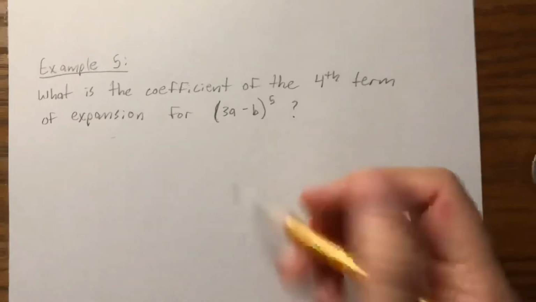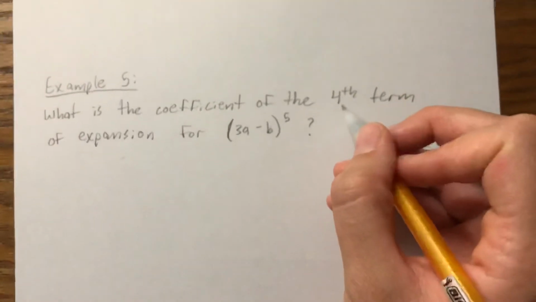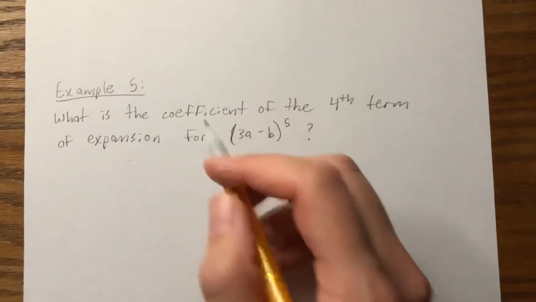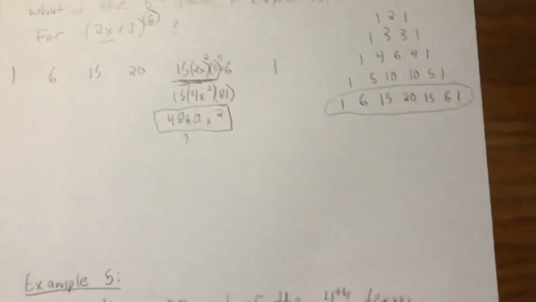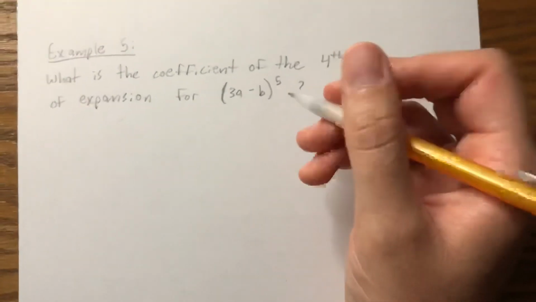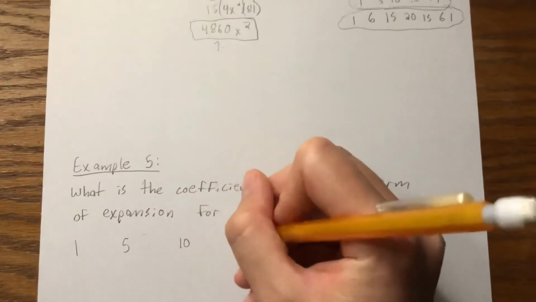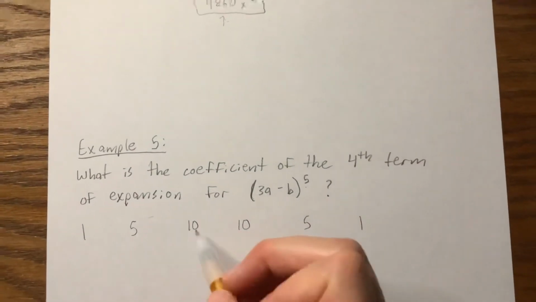One final example here. This one asks, what is the coefficient of the fourth term of expansion? So on this one, I'm going to find the fourth term, and then I actually just want the coefficient, which is the number in the very front. Like on this one, the coefficient ended up being 4,860. So this is our last example. I need the fifth row of Pascal's triangle, which was this. 1, 5, 10, 10, 5, 1. But I only care about the fourth term, the 1, 2, 3, fourth term.